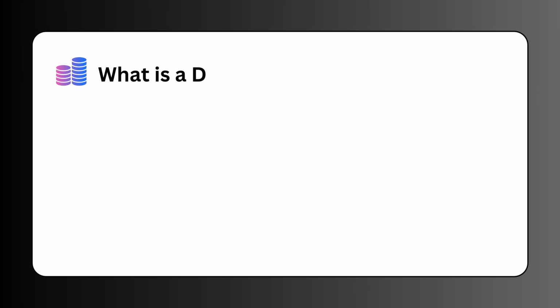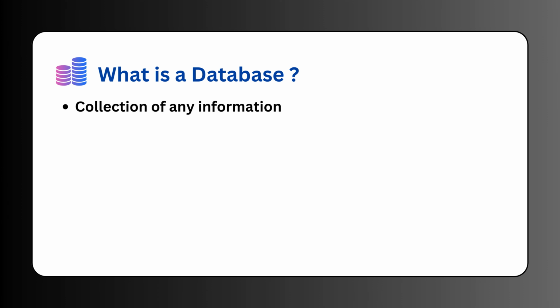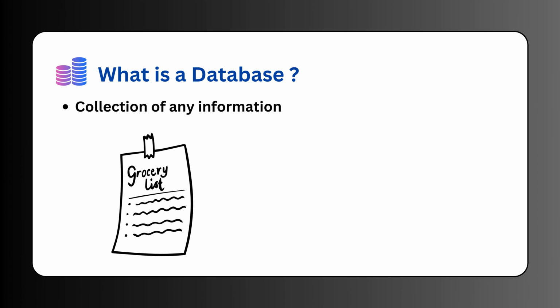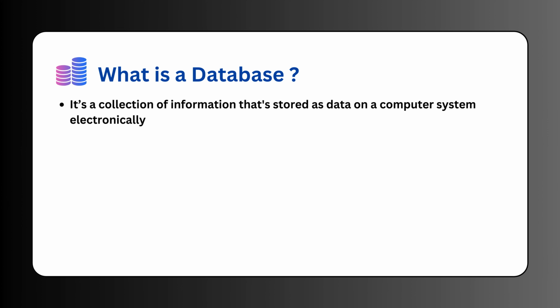So now the actual question, what is a database? The most basic definition is that a database is a collection of any information. Let's say you write a grocery list on a paper. Your paper is a small analog database or a physical database because it's storing your grocery list. In computer science terminology, it's a collection of information that's stored as data on a computer system electronically.